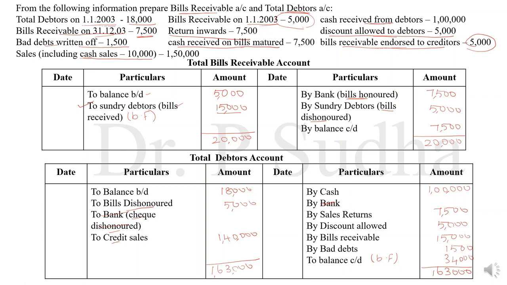See here, the word directly, it is not given as bills honored. It is given as bills matured. In the same way, bills dishonored is given as bills receivable endorsed to creditors. Return inwards is nothing but sales returns. So like this, if you understand the words and if you know the format, this is just a fill in the blanks problem. I have taken another question.